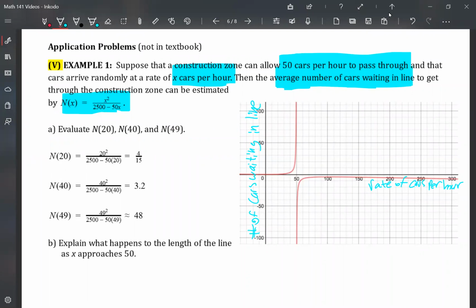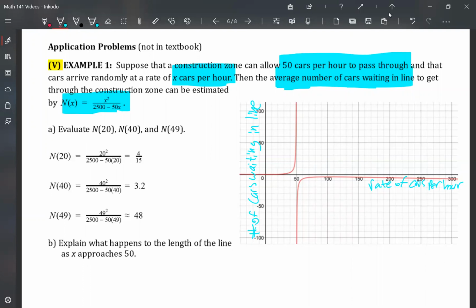But then if 49 cars are coming through, they can only let 50 cars through in an hour. So 49 come in that hour, they're really close to their limit. So on average, they're only going to be letting people through every 60 minutes in an hour divided by 50, 6/5 of a minute. So they're only letting cars in at a very slow rate. So you're going to get stuck behind a lot of cars who haven't gone through if you're coming into the construction zone. So what does that mean for part B as we approach 50?